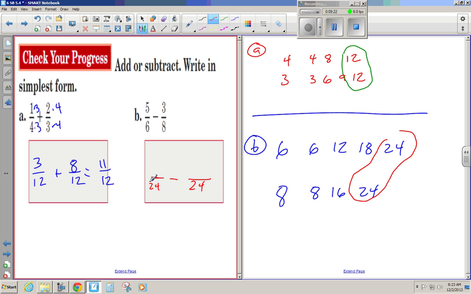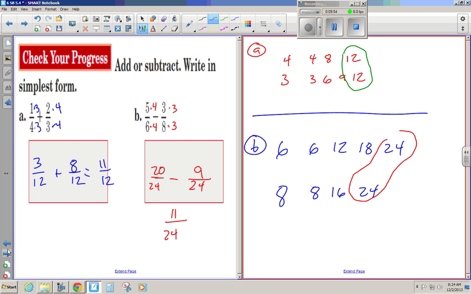So now look at 5. Well, you'd have to multiply this by 4. Multiply this side by 3. That becomes 20 24ths. And this becomes 9 24ths. And as we subtract, you end up with 11 24ths.